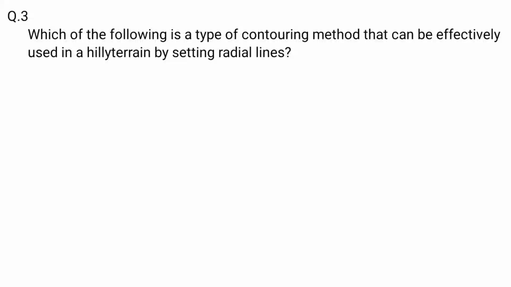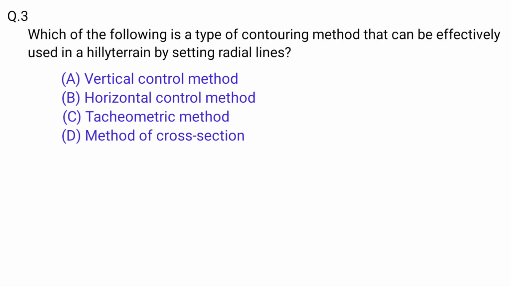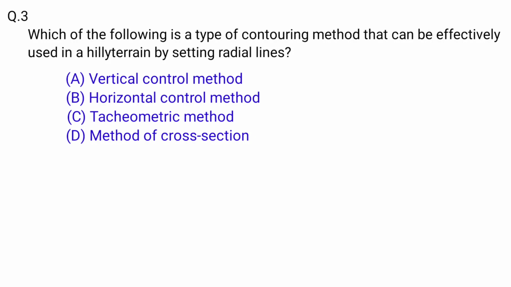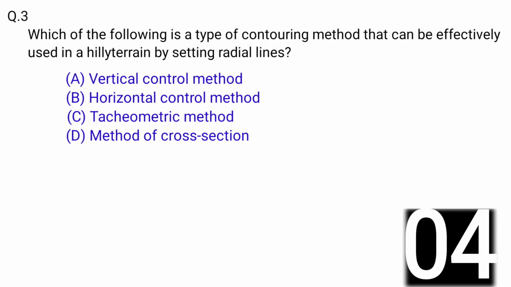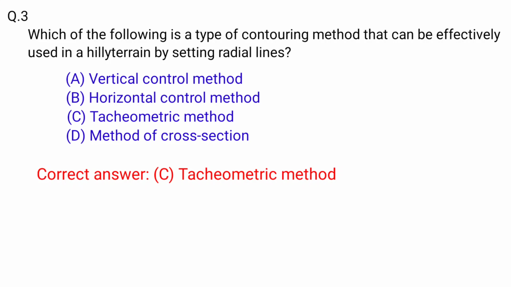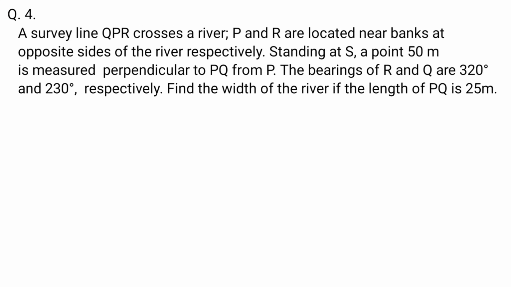Next. Question number 3. Which of the following is a type of contouring method that can be effectively used in a hilly terrain by setting radial lines? Options: A. Vertical control method, B. Horizontal control method, C. Tachymetric method, D. Method of cross-section. Correct answer is option C. Tachymetric method.